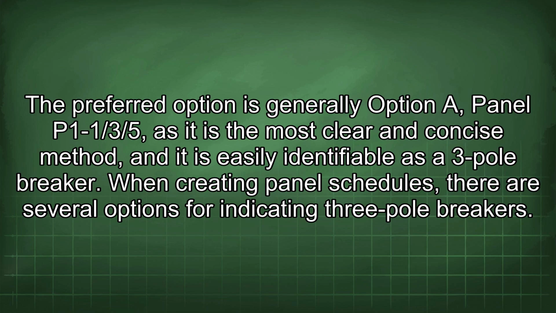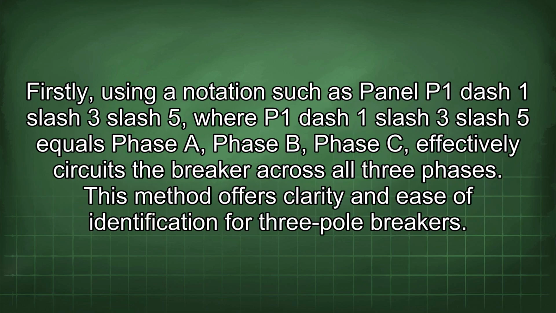When creating panel schedules, there are several options for indicating three-pole breakers. Firstly, using a notation such as panel POM-1/3/5, where POM-1/3/5 equals phase A, phase B, phase C, effectively circuits the breaker across all three phases. This method offers clarity and ease of identification for three-pole breakers.